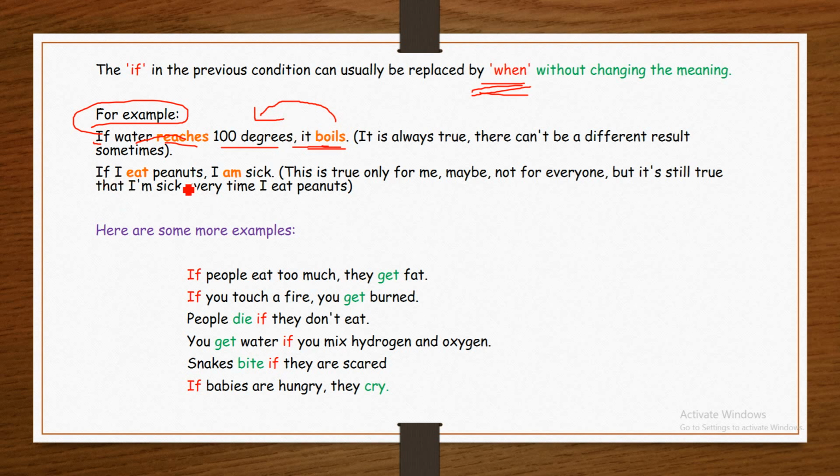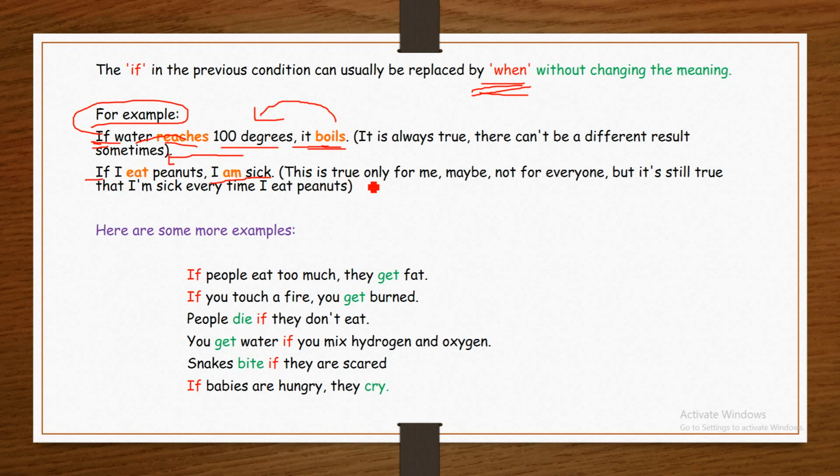If I eat peanuts, I am sick. I am sick is a result of the if clause. The if in both sentences can be replaced with when without changing the meaning. For example, when water reaches 100 degrees, it boils has the same meaning as if water reaches 100 degrees, it boils. The meaning does not change when you replace if with when.